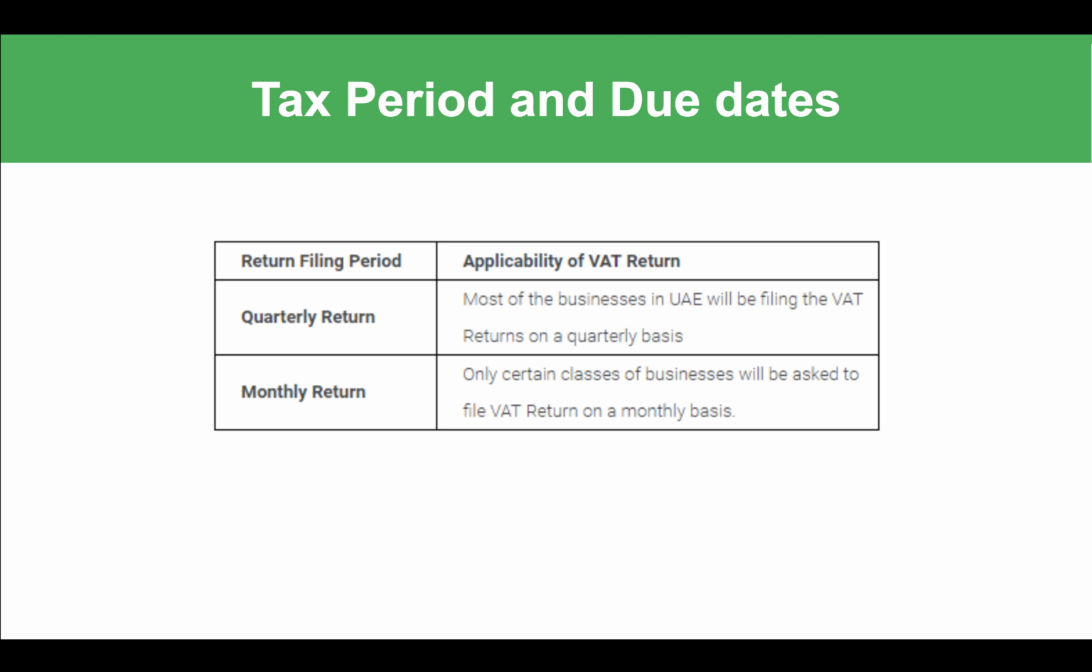What is a tax period? A tax period is a specific period of time for which the payable tax shall be calculated and paid. There are two types of tax period defined by FTA, which are monthly basis and quarterly basis. The standard VAT return filing period will be on a quarterly basis. However, the authority may request certain types of businesses to file the VAT return on a monthly basis to reduce the risk of tax evasion and to ensure the reduction of compliance burden on the businesses and administrative burden on the authority.